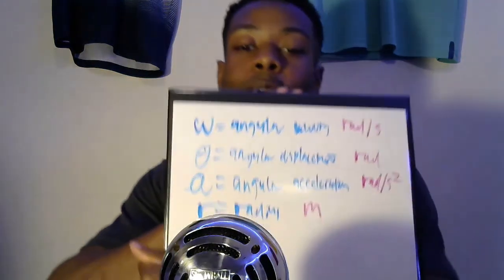We could also throw in R, which you would probably guess what that is. That's going to be our radius. So that's pretty simple. Oh, I guess actually the unit of meters is going to be a measure of length. So R is going to be our radius.